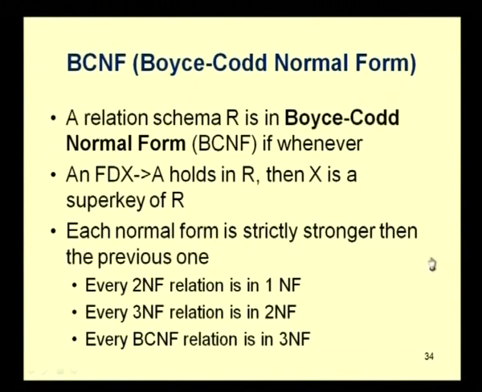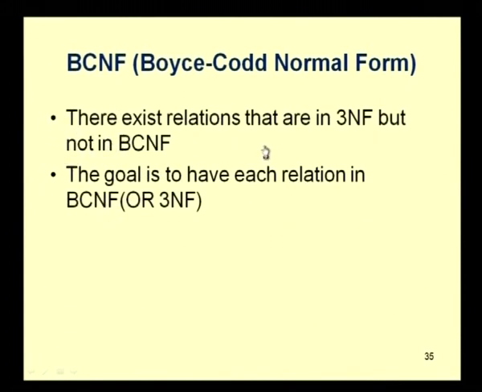Each normal form is strictly stronger than the previous one; this I have already discussed with you. Second normal form is in first, third is in second, and BCNF is in third. So, the order is first, second, third and BCNF. There can be a relation that exists in third normal form but not in Boyce-Codd. The goal is to have each relation either in BCNF or in third normal form.